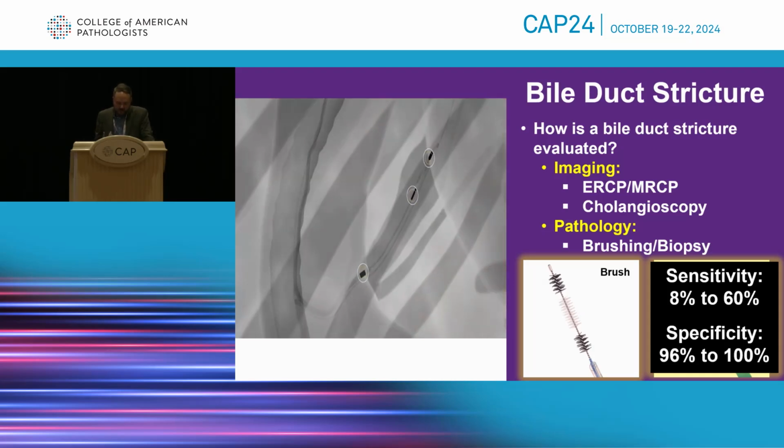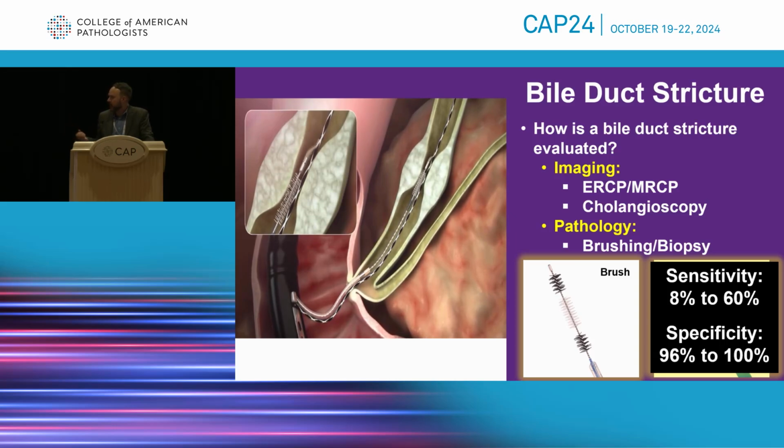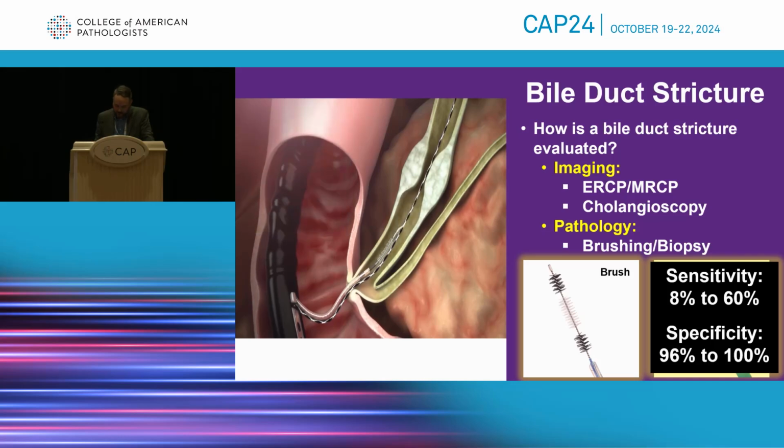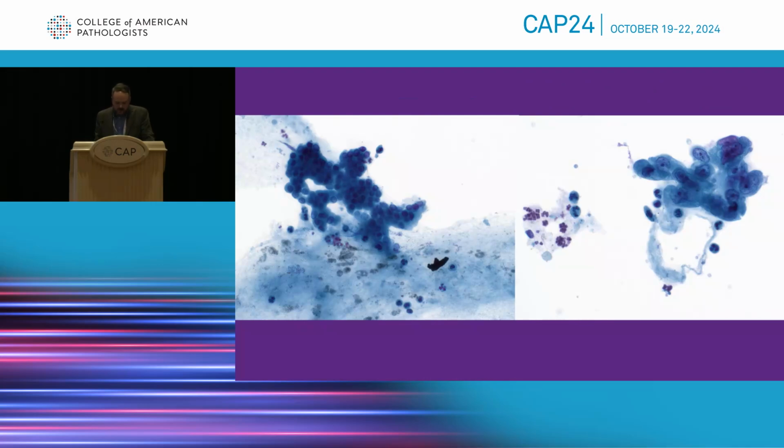So brushing can be a powerful technique, and the specificity, because it's exfoliative cytology, can be quite high. Again, if you see something that is high-grade dysplasia or malignant on cytology, you have high specificity, 96 to 100%, but unfortunately sensitivity is limited, in many studies 8 to 60%. So in cytology, how do we really assess bile duct brushings? Well, we have a very high threshold for making a diagnosis of malignancy, because there can be a lot of reactive changes that can look quite atypical. And so it can help to look at something that's normal.